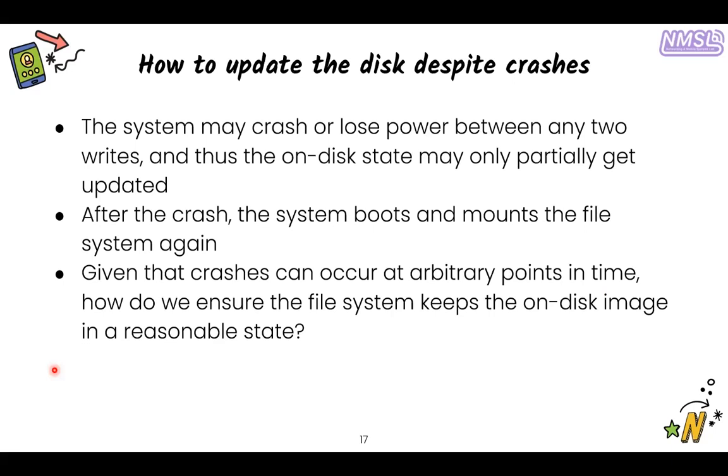So the key here is how to update the disk when a crash happens. The file system may crash: the electricity goes off, the battery runs out, somebody cuts the wire, whatever. You lose power between any two writes, and thus the on-disk state may only partially get updated. After the crash, the system would boot and mount the file system again. Given that crashes can happen anytime, how do we ensure the file system keeps the on-disk image in a reasonable state?